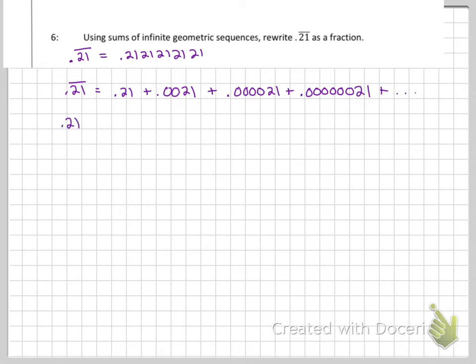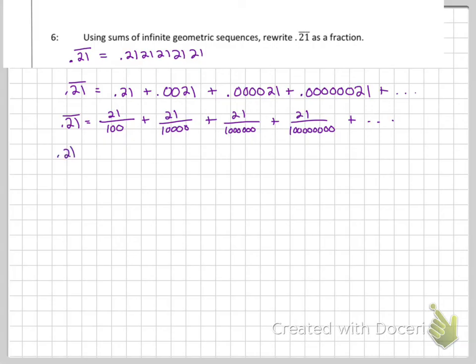So if we look at each of those and start turning them into fractions, 0.21 is 21 divided by 100. The number of decimals you have is the number of zeros you have. So this one is 21 divided by 4 decimals, so 4 zeros. Plus this one is 21 divided by 6 decimals, so 6 zeros. We're at 1,000,000 now. Plus 21 divided by, this should be 8 zeros. Plus dot dot dot, it goes on forever.